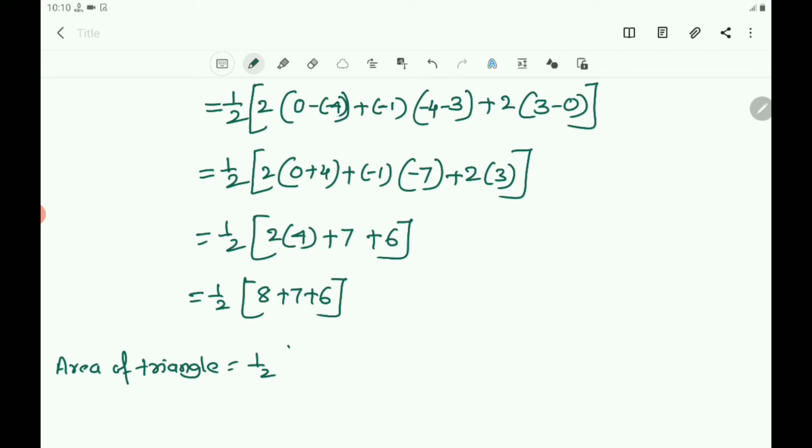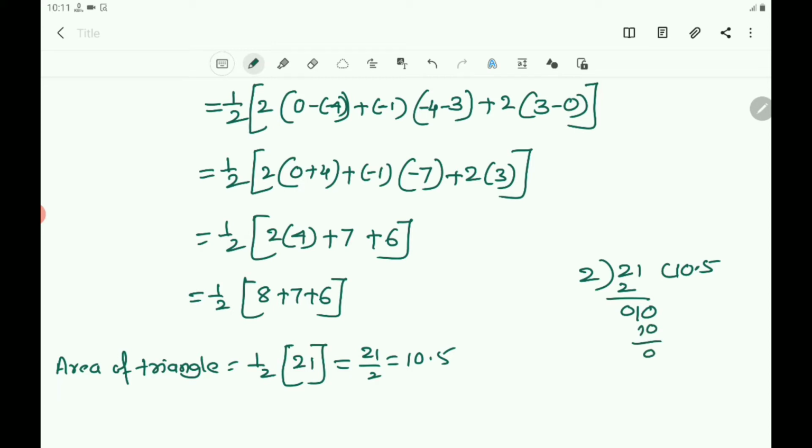Then area of triangle equals half into, what is that? 8 plus 7 is 15. 15 plus 6 is 21. Half into 21 is 21 by 2. That equals what? Divide 21 by 2, you will get 10.5. 2 ones are 2. So 1 is not divisible by 2. Put 0 and take 0 here after taking point. So 2 5s are 10. So 21 by 2 is 10.5 square units. What you write? 10.5 square units.